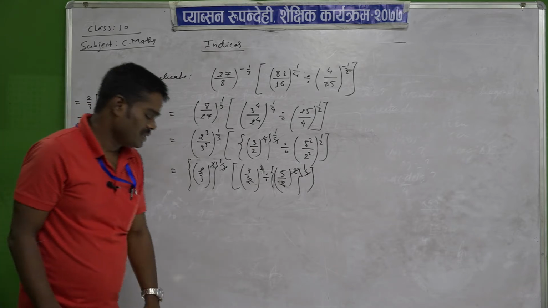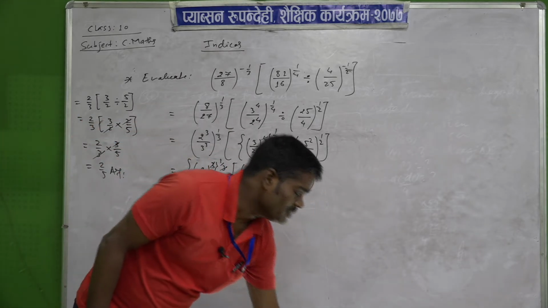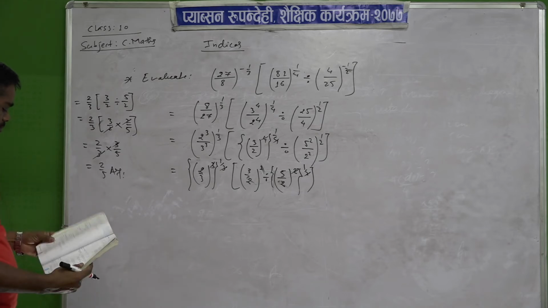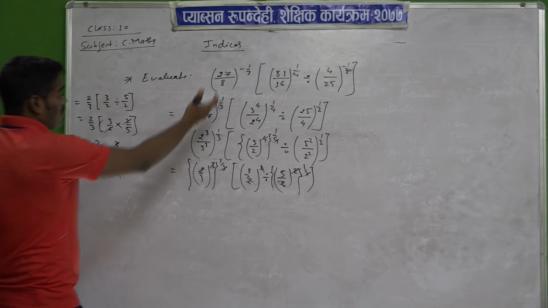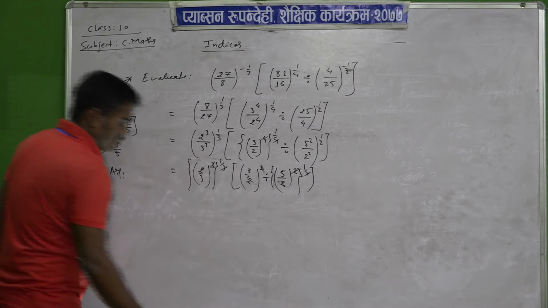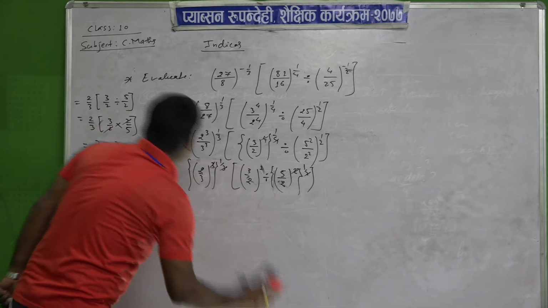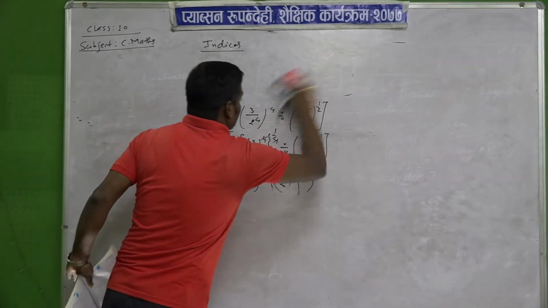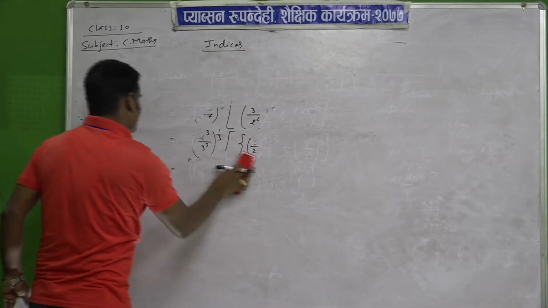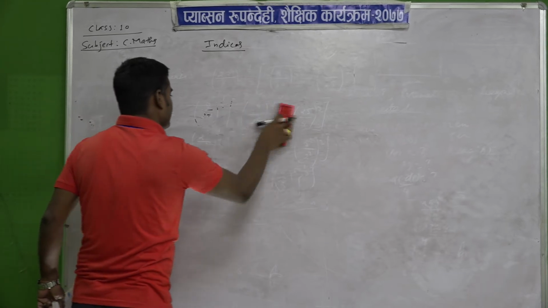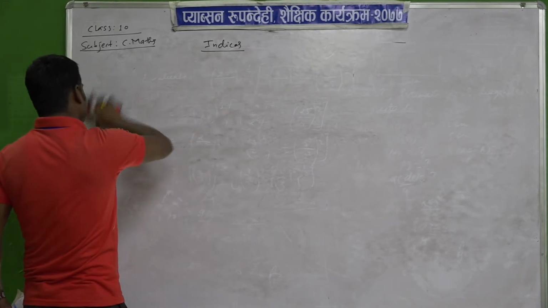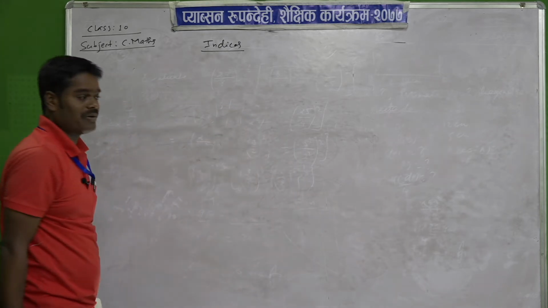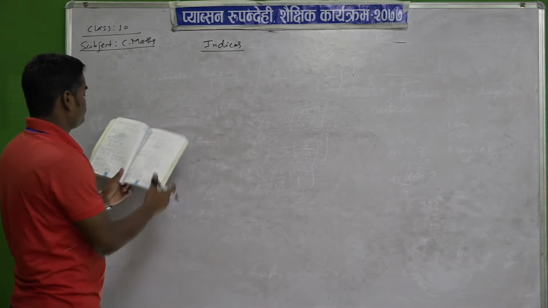So, likewise you have to do. In this way you have to solve this question, and then after we will solve the next question. See there, you have to remember the law of indices. If bases are same, then powers are added. If powers are same, then bases are multiplied. If power over power, then they are multiplied.